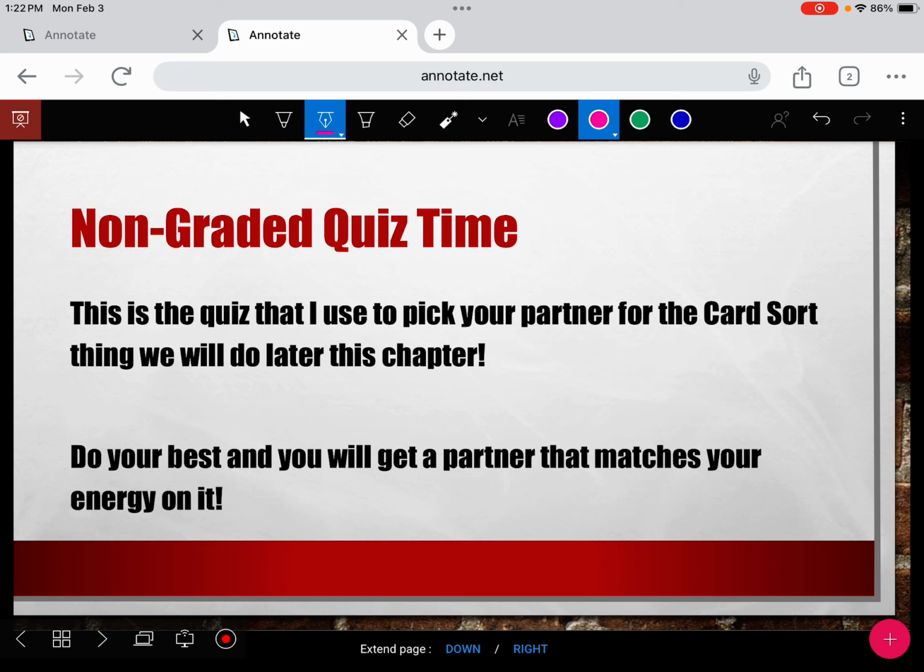This is the I pick your partner thing, where you're going to do this and you get a partner who matches your energy. So I'm going to give you guys these. You have the rest of the time to do them, and we'll use this for an activity that we're going to do later this week. I want you to give these a try. Put them in the bin whenever you're done with them.